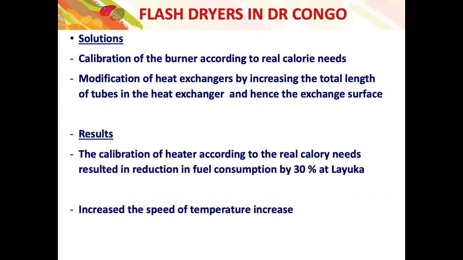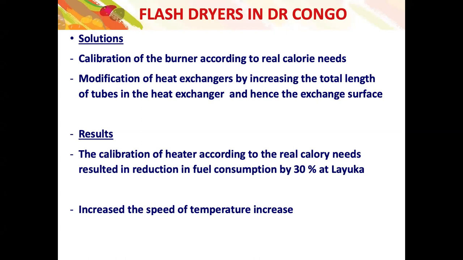So with the project team, we tried to find some solutions. One of them was that they should calibrate the burner correctly in order to have the needed calories instead of burning a lot of fuel, so that you will not waste all the energy produced. The length of the heat exchangers was also modified. And the recommendation was that the heat exchanger height should also be modified.